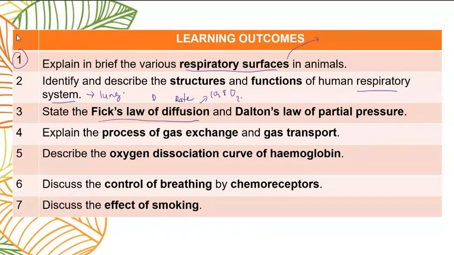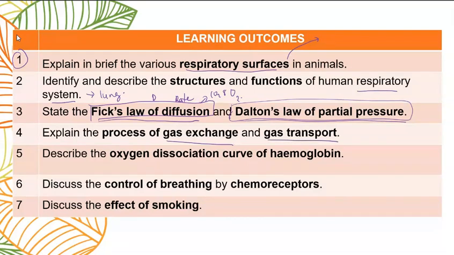There are a couple more factors that affect the rate of diffusion that we are going to look at in this part, Fick's law of diffusion. The next one is Dalton's law of partial pressure, where we look at the partial pressure of oxygen and carbon dioxide that also influences the rate of diffusion. Then number four, explain the process of gas exchange and gas transport, for oxygen and carbon dioxide throughout your body using the circulatory system.